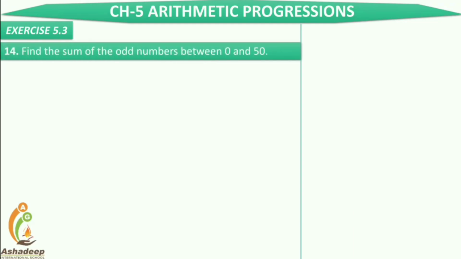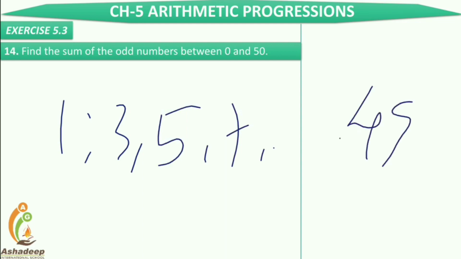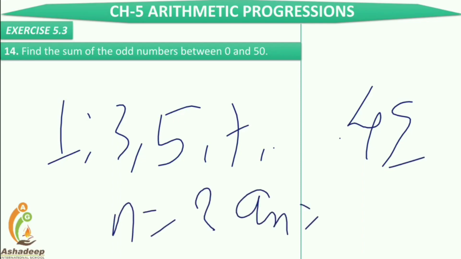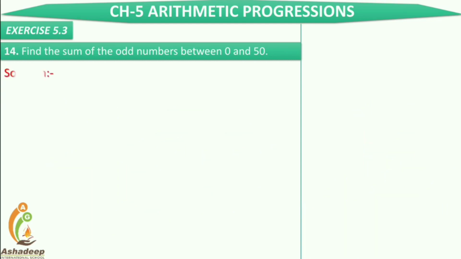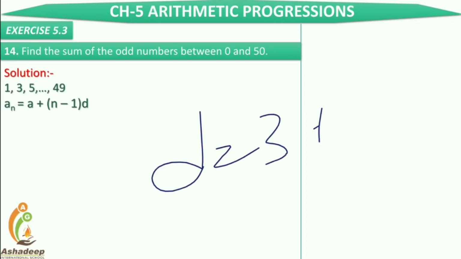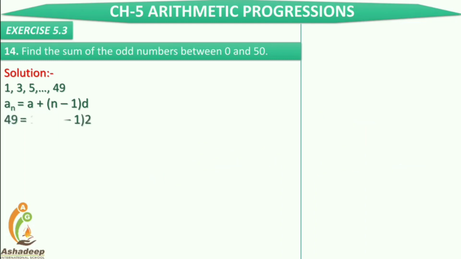Find out the sum of odd numbers between 0 and 50. So what are the odd numbers? 1, 3, 5, 7, up to 49, and here we have L, but we don't know the N. We know the An. So An is equal to A plus n minus 1 into D. From that we can find the value of N, and then you can find the sum also. Okay, let's see the solution. Now what is D here? D is nothing but 3 minus 1, which is equal to 2.